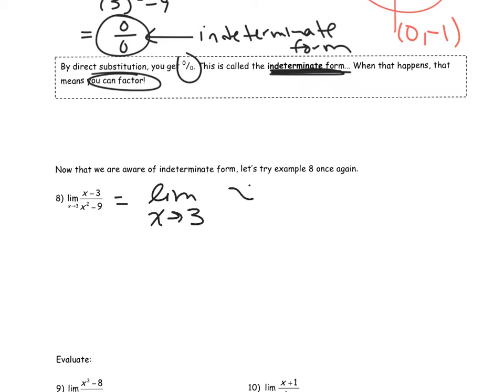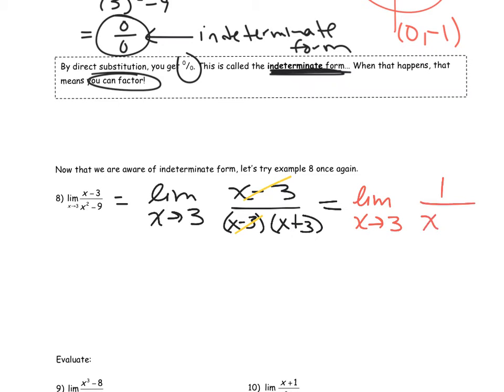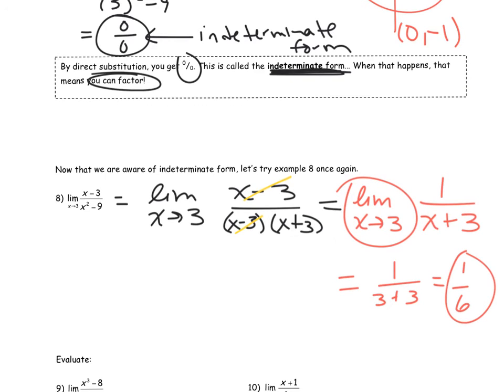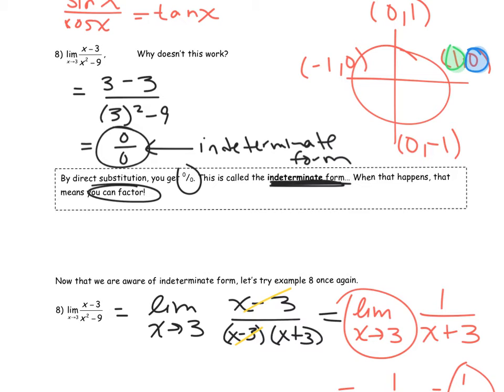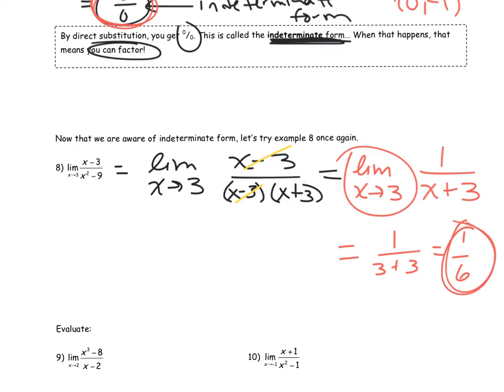So we're going to rewrite this as x minus 3 all over, I'm going to factor the bottom. I have x minus 3 and then x plus 3. I can simplify this because these are going to cancel. So I can rewrite this as the limit as x approaches 3 of 1 over x plus 3. Again, don't drop the limit. This is important. You can't just get rid of it. Now I'm going to plug in so the limit disappears. 1 over 3 plus 3, which is 1/6. So before, we found that it was 0 over 0. But really, after factoring, the limit is 1/6.